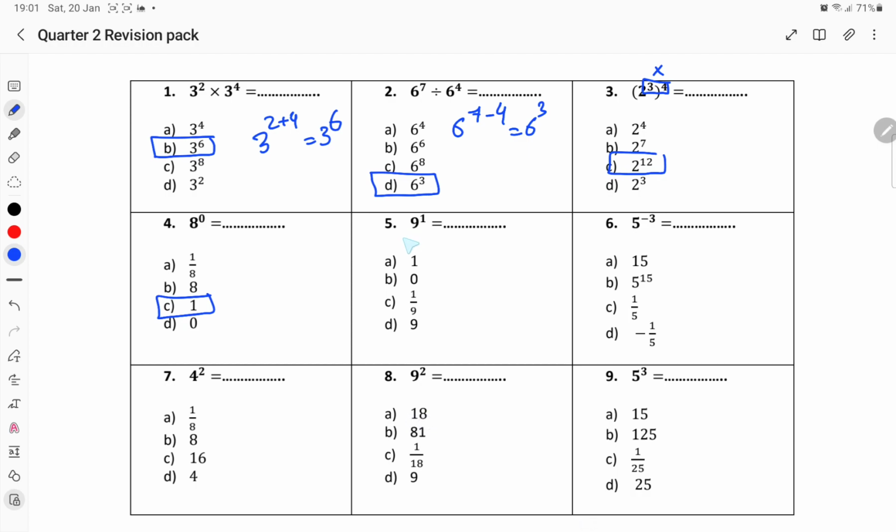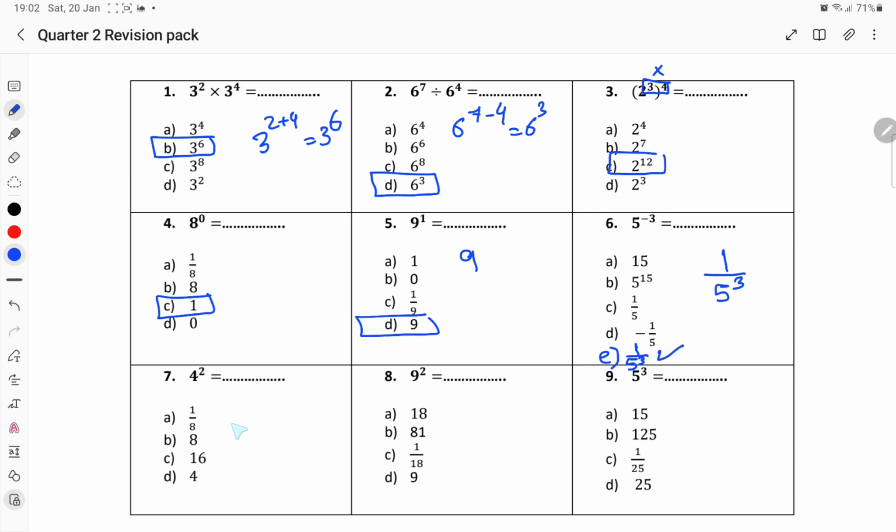Very good. And here, 9 power 1 is 9, so as it is, it will stay 9. 5 power negative 3, the power is negative, so this is 1 over 5 power 3. Please add it to the choices. So E here is 1 over 5 power 3. Very good. So this is the correct choice.